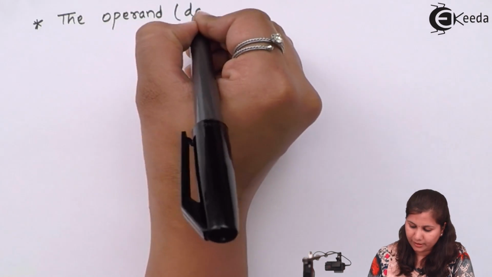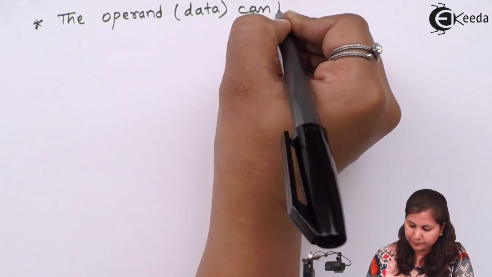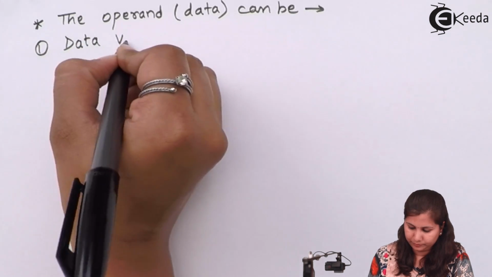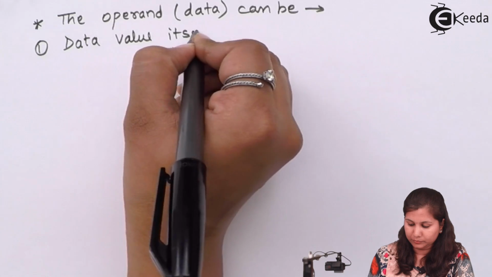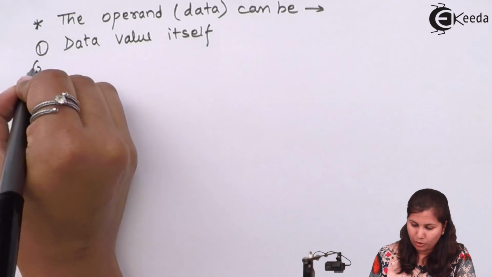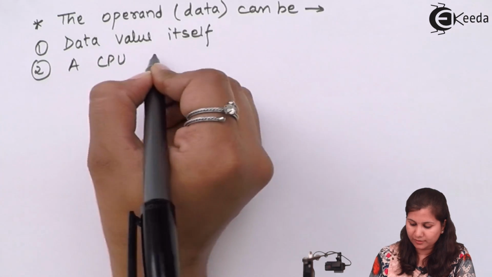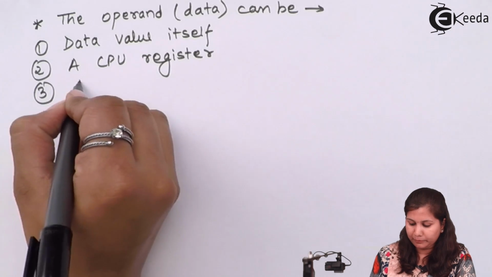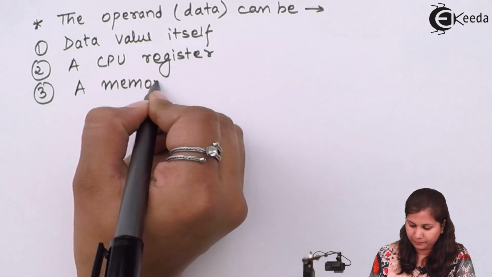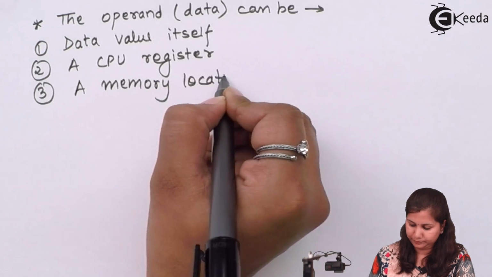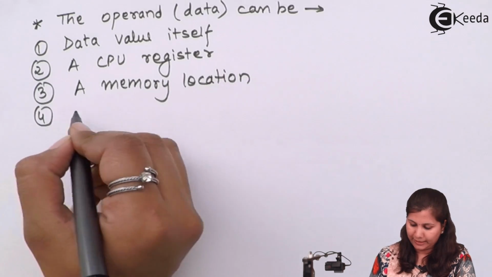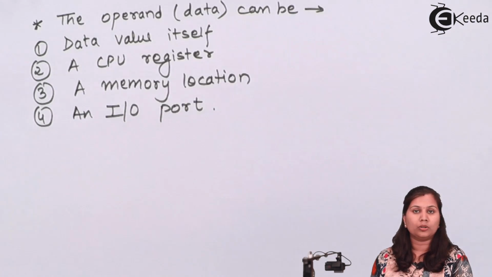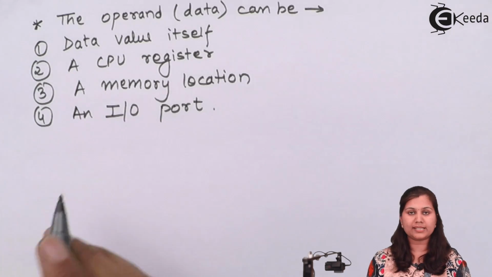The operand or data can be the data value itself, or it can be a CPU register, or it can be a memory location, or it can be an input output port. So data can be anything from these four things.